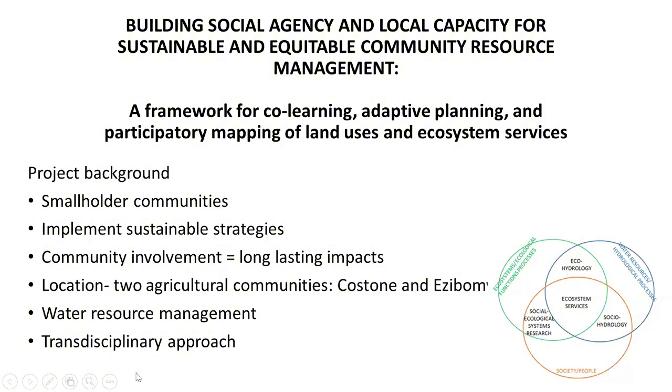And the goal was to implement sustainable strategies with these smallholder communities. And the only way to do this correctly was always to have good support from the community, which often leads to long-lasting impacts in those communities. Because we didn't want this project to be something that we start and we leave, and then it all falls down or falls away. So we worked in 2 agricultural communities, Costone and Izimbovini.